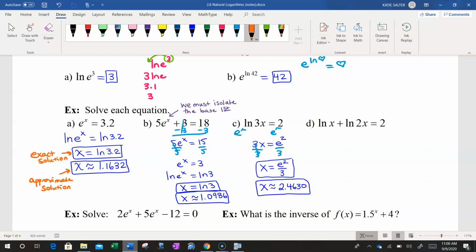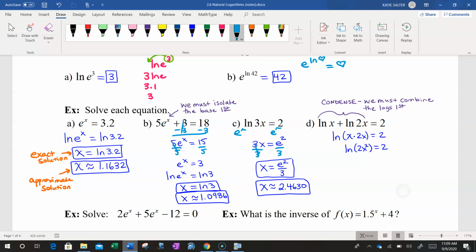On this next problem, we have a logarithm plus a logarithm. So remember, the first step is you must combine the logs first before you can then base it up on each side. I like to make sure the logarithms do not have coefficients, because if they do, we have to pop them back up as the powers, and in this case we don't. So since this is addition, we're going to multiply. So this is going to be the natural log of x times 2x equals 2. So that is the natural log of 2x squared equals 2.